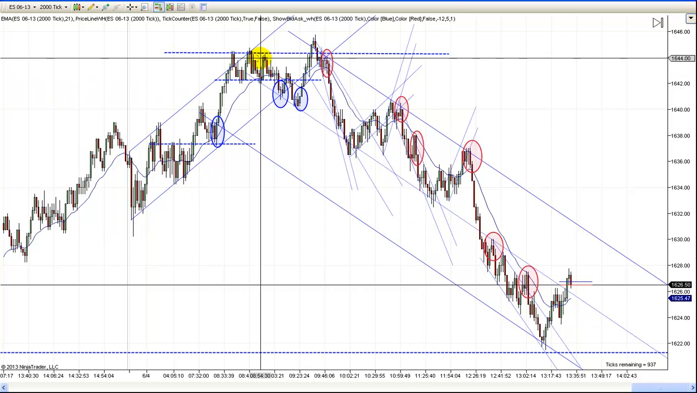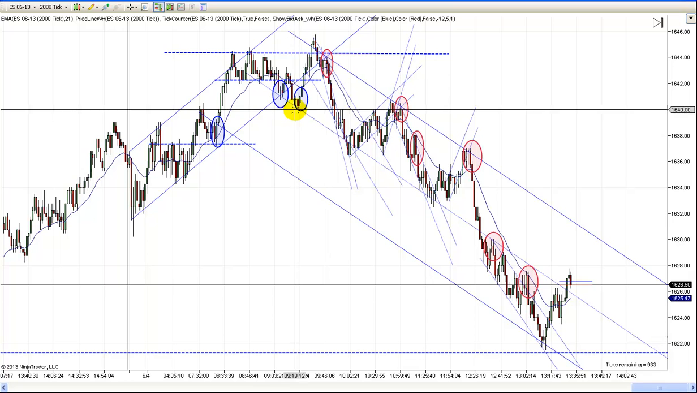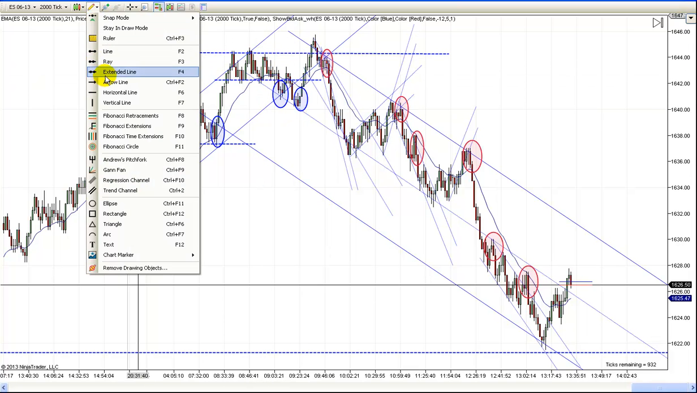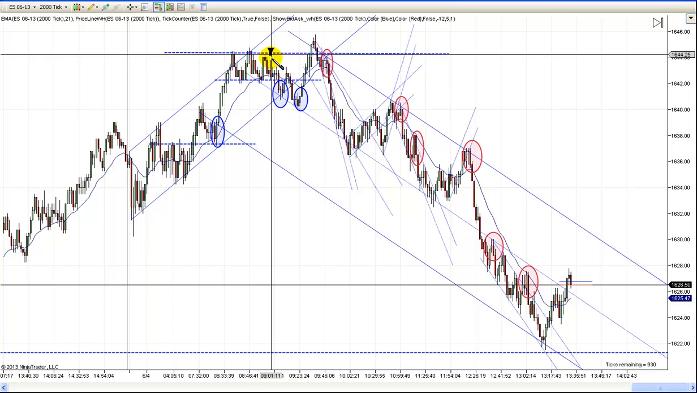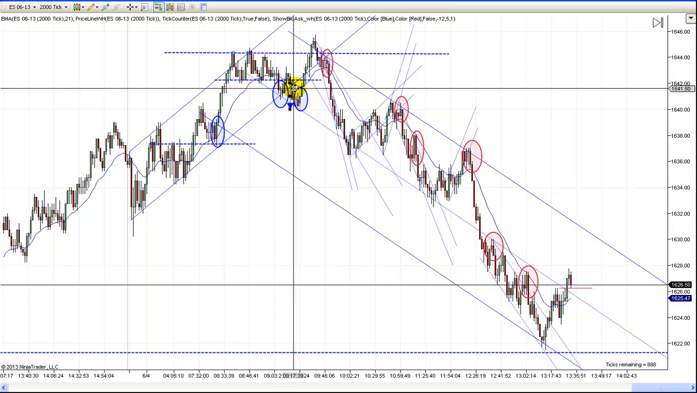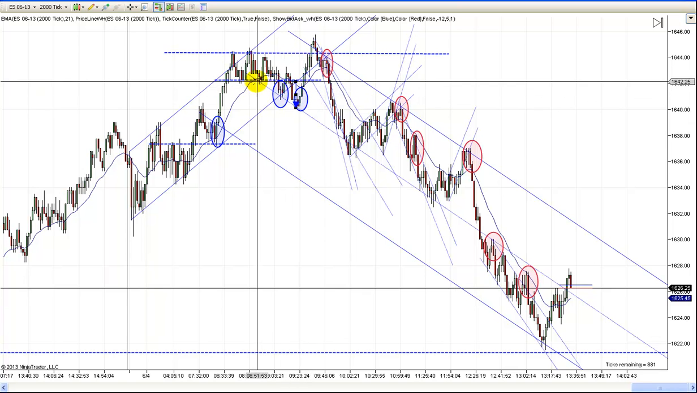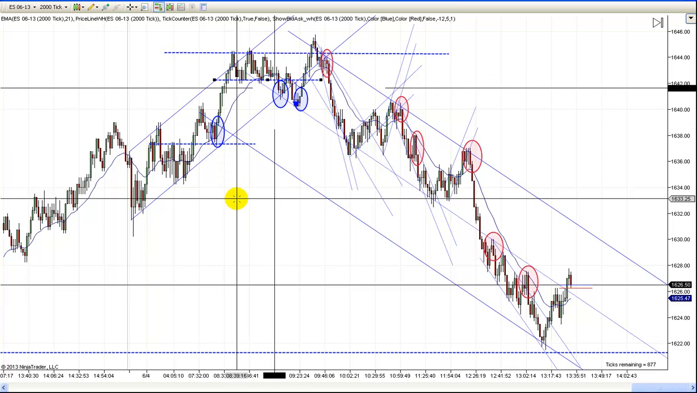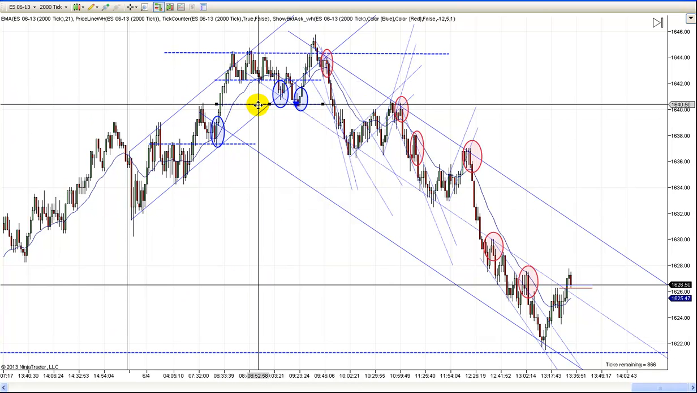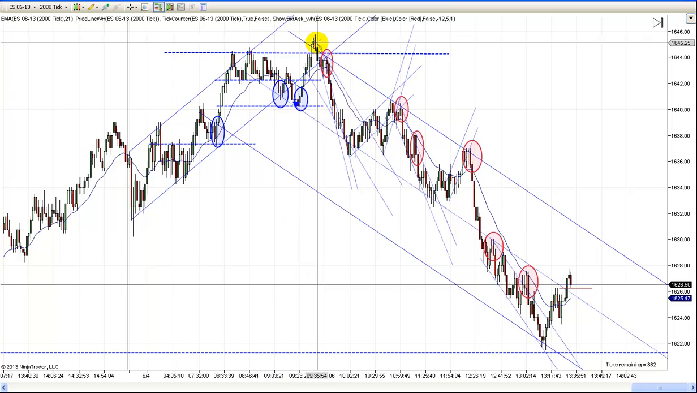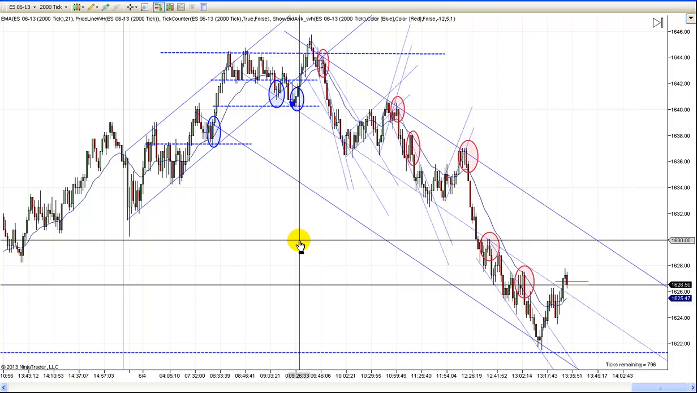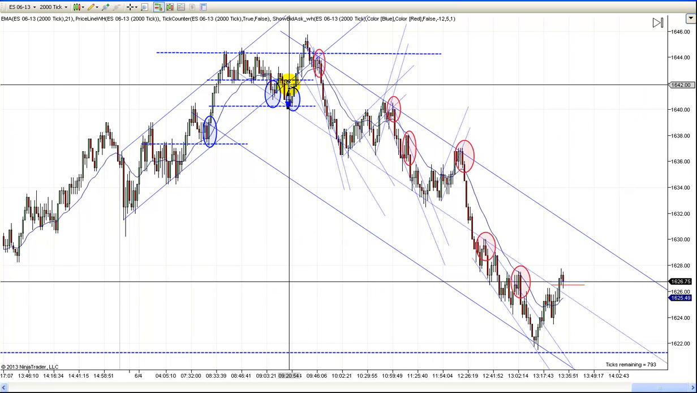Just like you would, you can see the target here. Notice that if you measure this little range right here, when we broke out of that, your target should have been that same distance below it. You can see right there, that's exactly where we went before we rallied and then made a new high, and then the sell-off began.